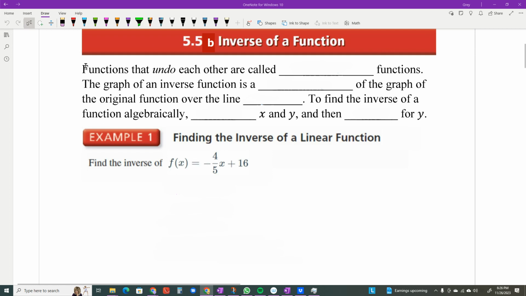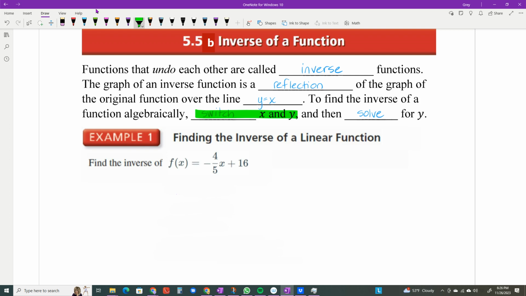Inverse of a function. Now, functions that undo each other, we've talked about this as the year has progressed, are called inverse functions. And the graph of an inverse function is a reflection of the original function over the line y equals x. So to find the inverse of a function algebraically, we're going to switch x and y and then solve for y. We've talked about this with our graphs a lot. This is the key right here. You just got to remember to switch your x and your y.